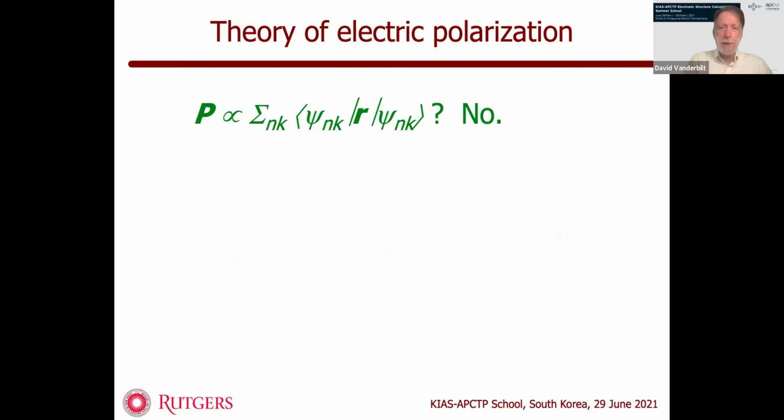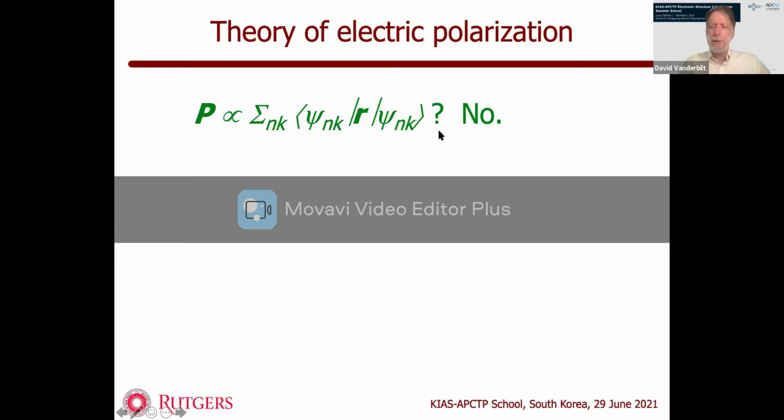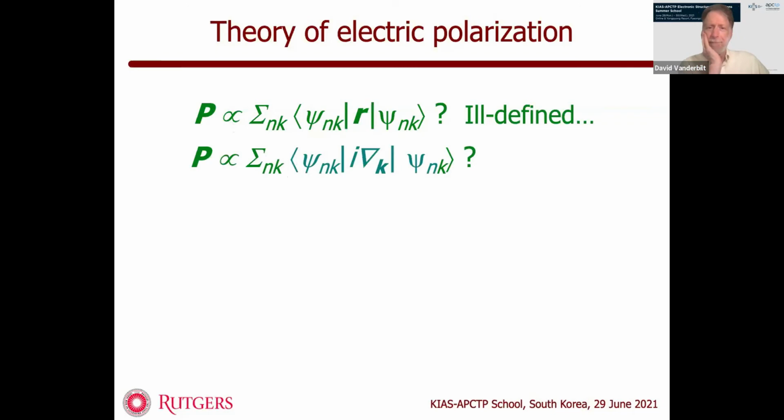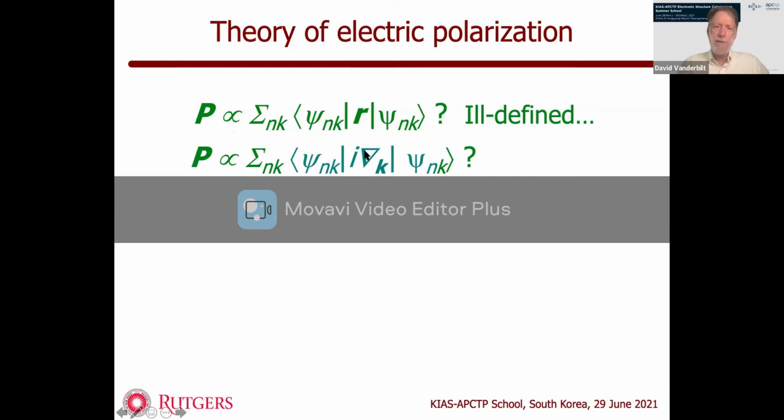So I said before that if you try to define the polarization in terms of an expectation value of the position operator, this thing blows up to infinity, so that's no good. Here's an idea that is close to where we want to go. Suppose I replace R by i times the gradient in K space. So this is the wave vector derivative, or the wave vector gradient, of the wave function.